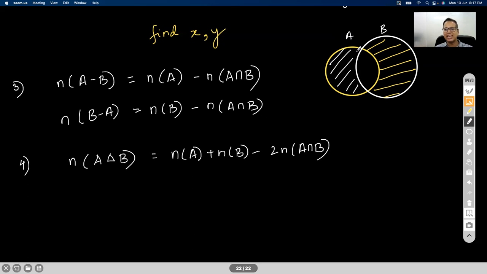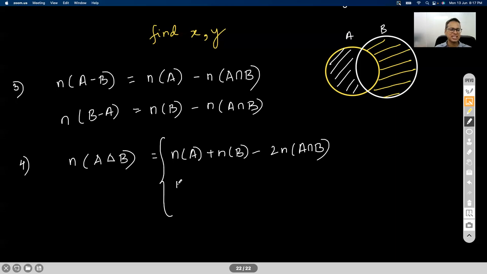Because in both NA, A intersection B comes. In NB also, NA intersection B comes. But I don't want NA intersection B at all. So I have to subtract twice of it. Yes or no?